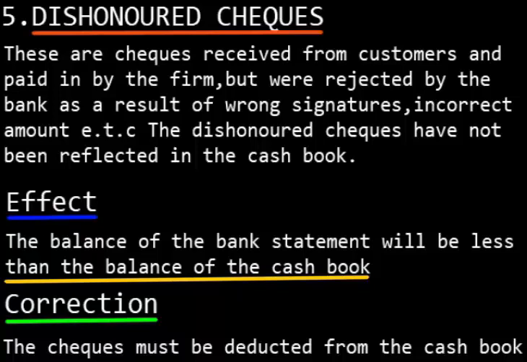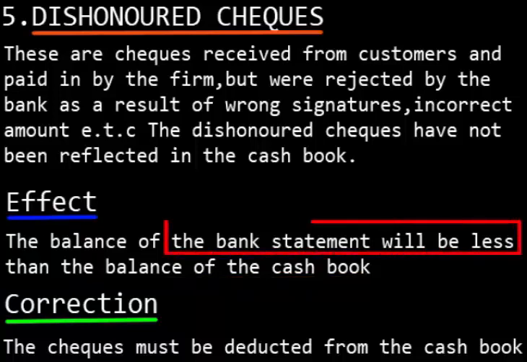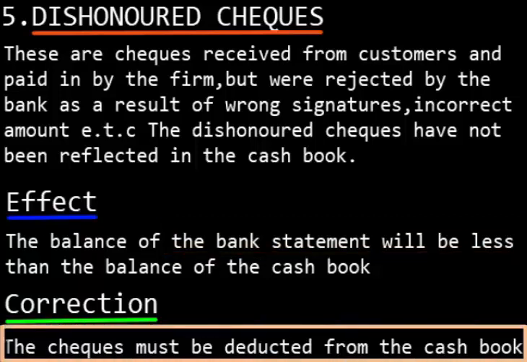When we accepted the check, we recorded it in our cash book. On going to the bank now, it was rejected. The balance of the bank statement will be less because the amount we recorded in the cash book will be more than the amount in the bank statement. Correction: the checks must be deducted from the cash book. Since we have earlier added it to our cash book, we must deduct the amount so that it will be equal with what we have in the bank statement.